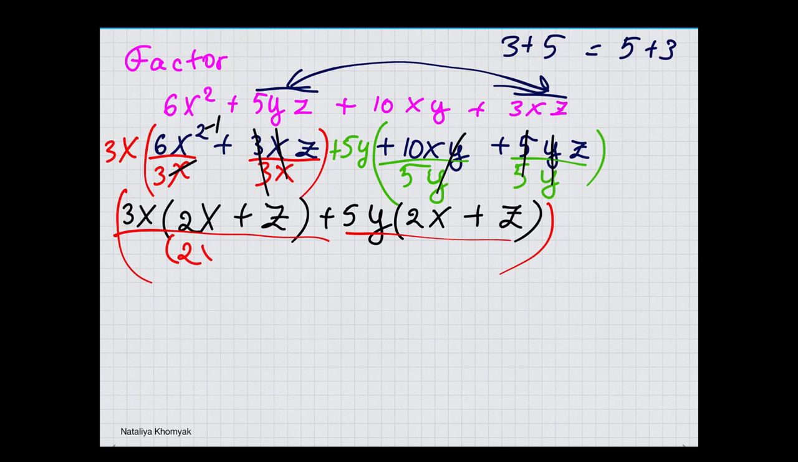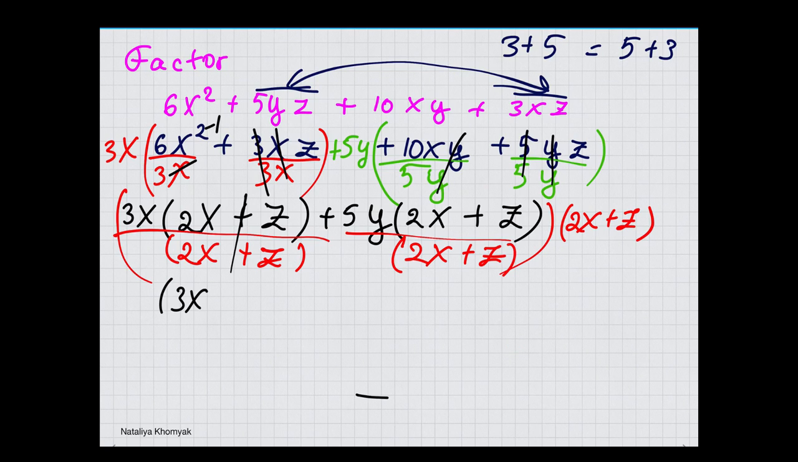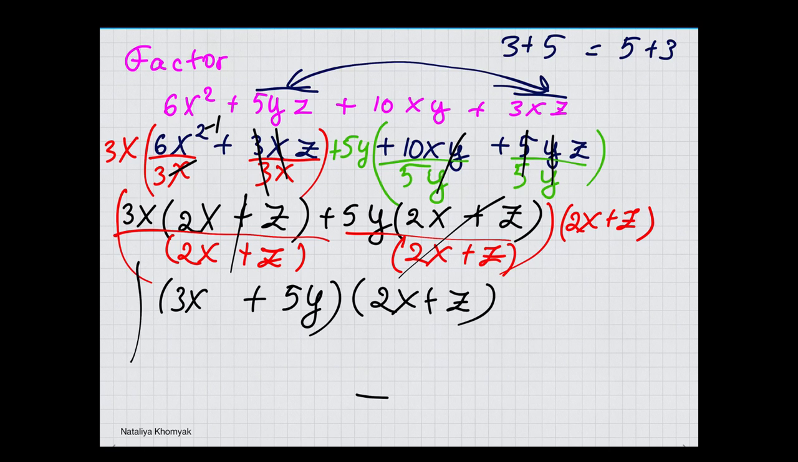We divide both of them by 2x plus z. Whatever goes in denominator goes on the outside, 2x plus z. So we have 3x, this cancels, plus this cancels, 5y times 2x plus z. And this is our solution.